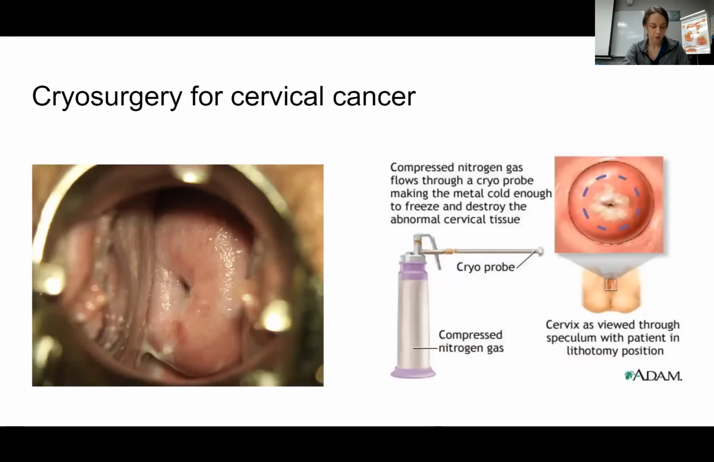After that, I'm going to talk about one that it doesn't talk about in this section of the book. So cryosurgery is another option to help cervical cancer. So they're going to use nitrogen, so it's compressed nitrogen, so it freezes it. So it flows through the cryo probe, that's just the handpiece that they're using. It makes that metal so cold that it's going to freeze and destroy any abnormal cervical tissue. So this is a way to not only biopsy, but to treat. So this is destroying abnormal cervical tissue, cryosurgery for cervical cancer.